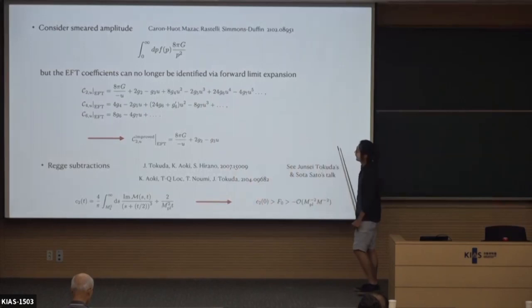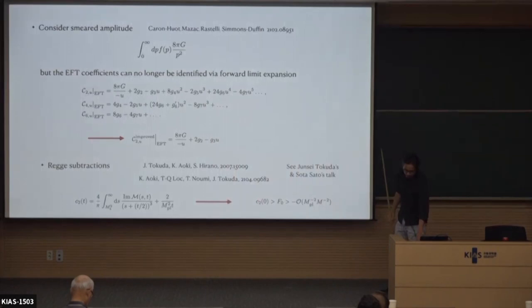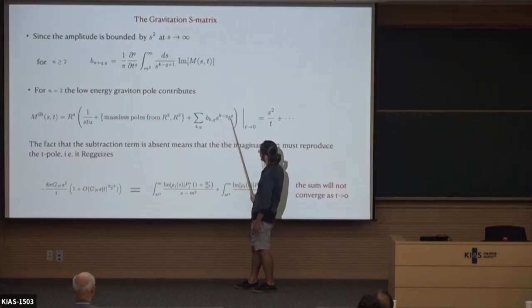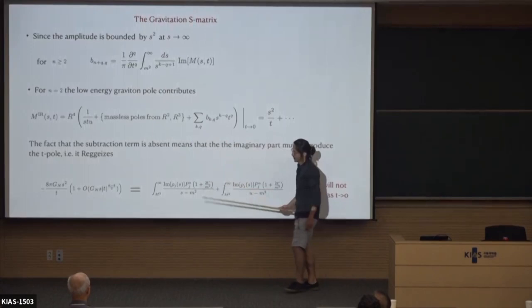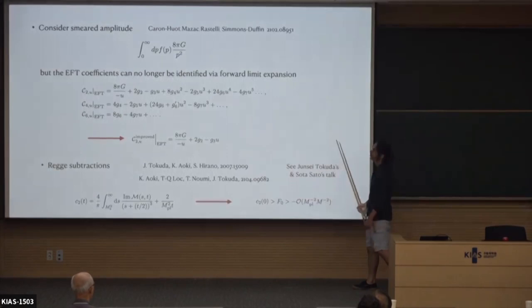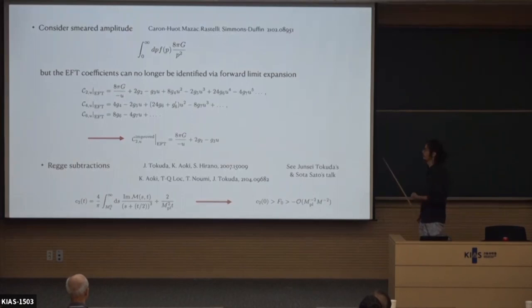Now, if you do this, there's only one complication. As I mentioned before, when we're writing something like this, at low energy we're considering a polynomial expansion in S and T, and this polynomial expansion in S and T allows us to identify what the Wilson coefficients are. But if you're actually smearing the amplitude, you're also considering the amplitude away from S and T small, because you're doing an integration here. So that means you're really no longer doing a polynomial expansion in small S and T. Then what do you actually mean by these Wilson coefficients?